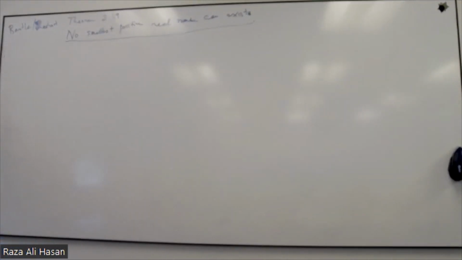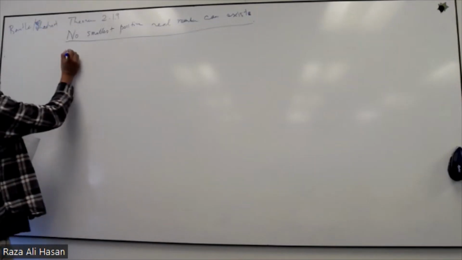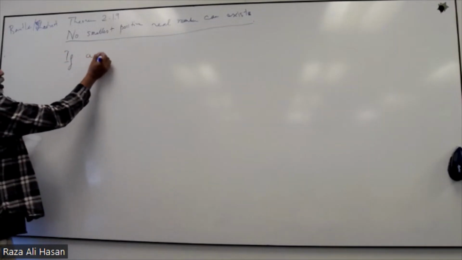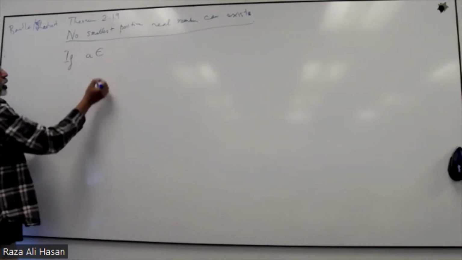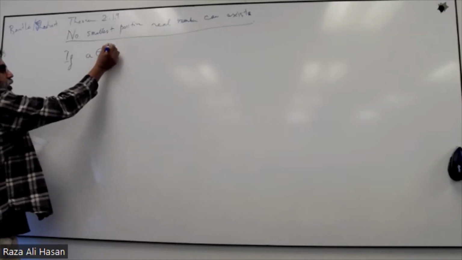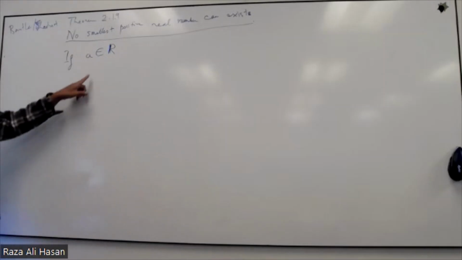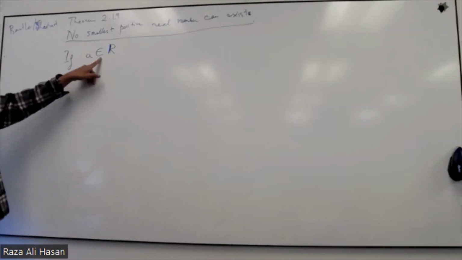And then in the language of mathematics, this is how you express this idea in order to verify that this idea is true. So you go, if A is a real number. Okay, questions about this?